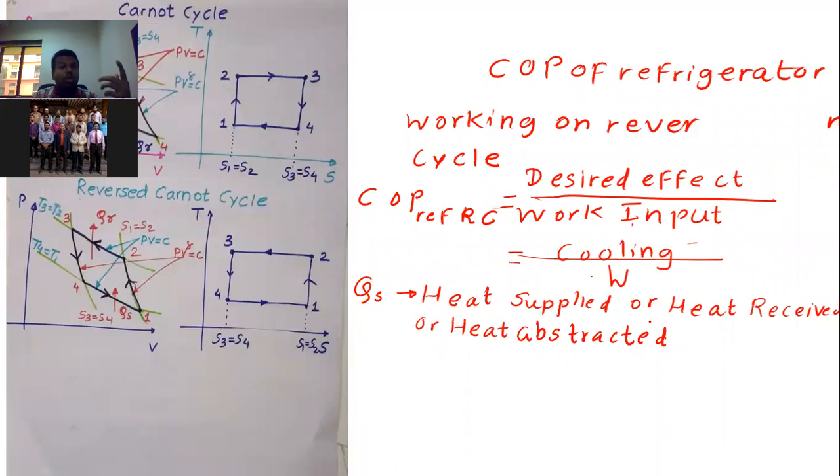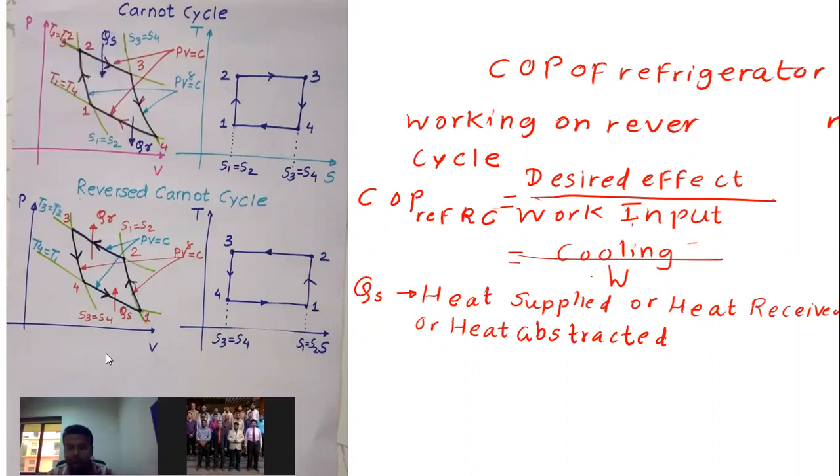So what happens with QR? Can you see this value QR? QR is the amount of heat rejected. Where is the heat rejected in the refrigerator? When you observe the temperature at the outside or at the back of the refrigerator, you might feel some heat. That is rejected. So QS is abstracted and QR is rejected.